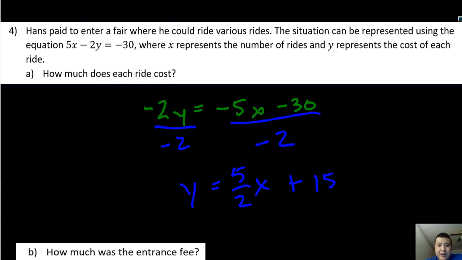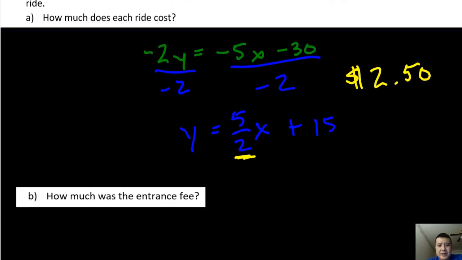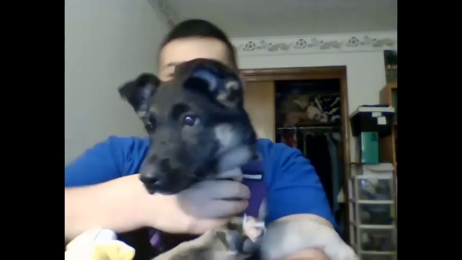Now this gets us our unit rate, or our slope, right here. So that means that each ride, 5/2, is the same thing as $2.50. Each ride costs $2.50. And it asks, how much is the entrance fee? Well, the entrance fee is going to be our b value, which is $15.